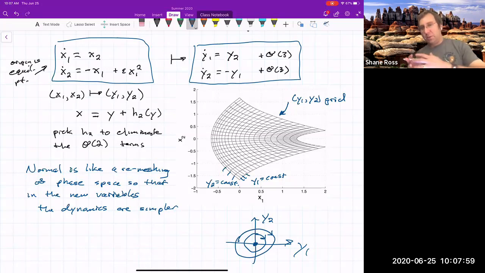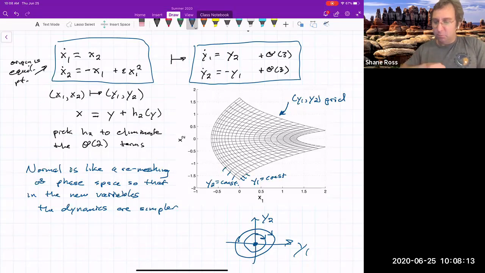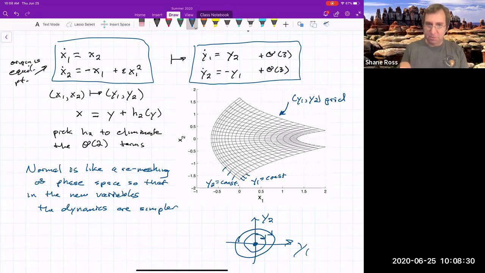You could then transform back to the original phase space and you'd have deformed circles if you want. And you could repeat this process. I said last time, you could remove the second order terms, or as many as possible. You could also do the same to eliminate third order terms and so on. This process can just keep going on. Are there questions about that? To me, it's helpful to have this geometric perspective. This is what a normal form does. It finds the nonlinear transformation that puts your equations in the new coordinates as simple as possible.